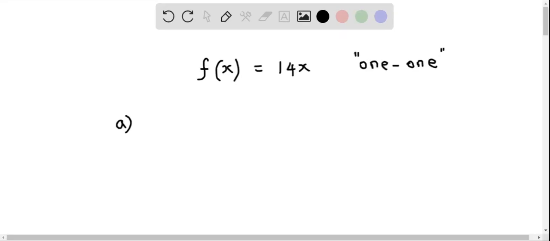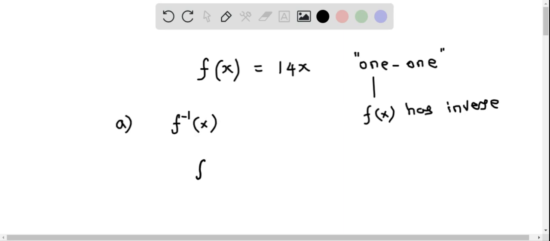We are given the function f(x) = 14x, and it is also a one-to-one function. By one-to-one, it means the function f(x) has an inverse. And so let's determine the inverse of the function, which is mathematically written as f inverse of x. For that, first let me copy the f(x), which is 14x.